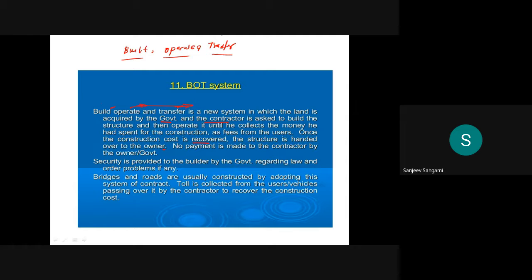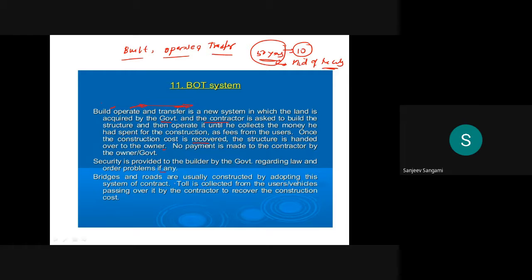For example, assume the lifespan is around 50 years. If you are going to construct a building in the mid of the city, of course it has more value. Normally the government will come and do all the requirements, then operate it for 10 years. For those 10 years the government will make the profit, then hand it over to the clients. Security is provided to the builders by the government regarding law and order problems, if any.